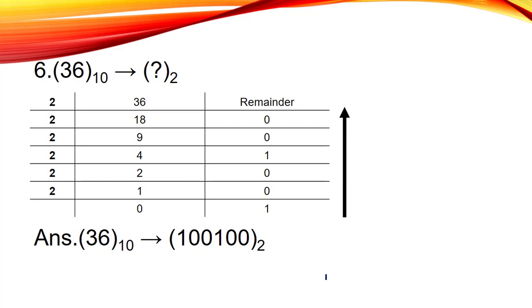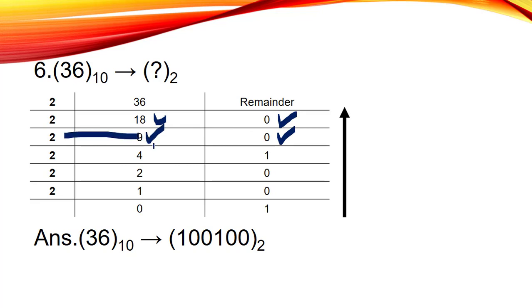Our next question is 36 base 10 and we have to convert this to the base of 2. For converting this again we have to divide this by 2. So when you divide this by 2, you will get the result as 18 and a remainder of 0 will be generated. Because this 18 is also divisible by 2, the remainder of 0 will be generated for the next step and the answer will be 9.